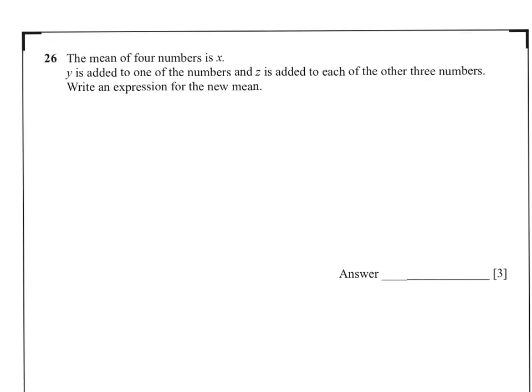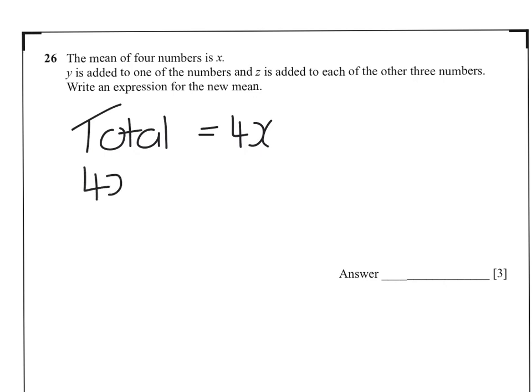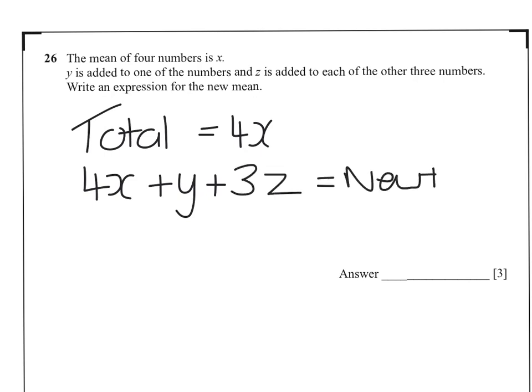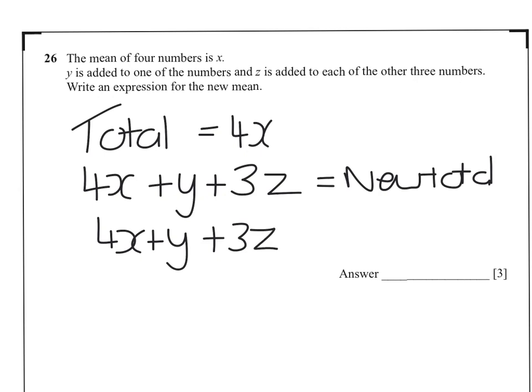If the mean of four numbers is x, it means that the total of the four numbers is 4x. So 4x is the total. y is added to one of the numbers, so we're going to have a y, and z is added to each of the three numbers, so we're going to have 3z, so that is our new total. We still have four numbers, which means that the mean will be 4x plus y plus 3z divided by 4.